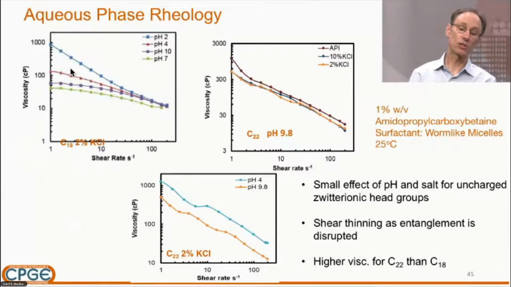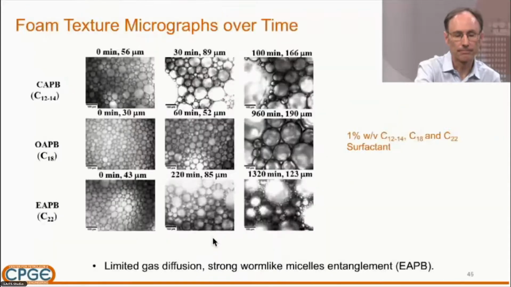We've looked at pH effects. What's really nice about these zwitterionic head groups is they're pH independent, salt independent, so these can be used over wide ranges of conditions for C18 and C22 tails. And this shows an example, even at shear rates of 100 inverse seconds, which is quite realistic of what one would like for fracture fluids. These foams still are quite viscous.